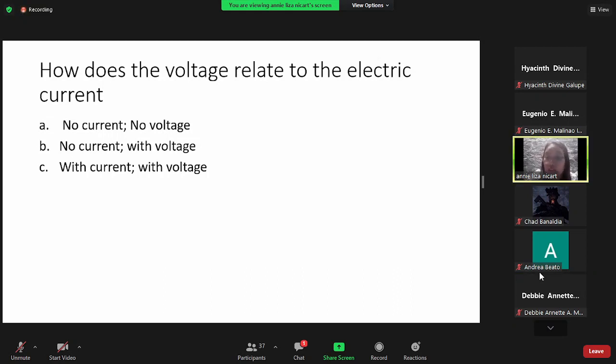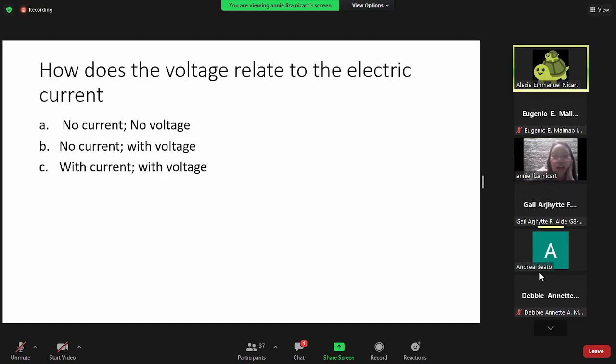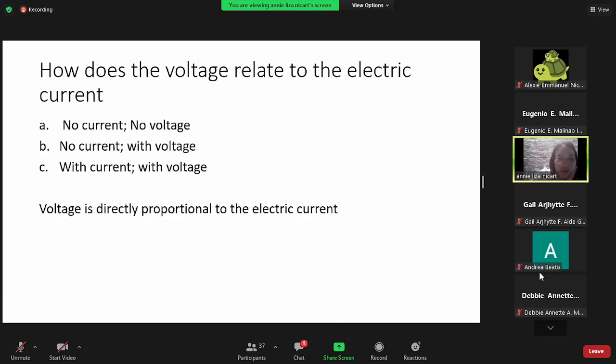So, ano yung relationship nila? Is it directly or inversely? Directly. Okay, it's directly proportional. Take note of that, ha? Voltage is directly proportional to electric current. So if voltage increases, current increases. If voltage decreases, current decreases. Kasi voltage, siya yung nagpupush, ha?